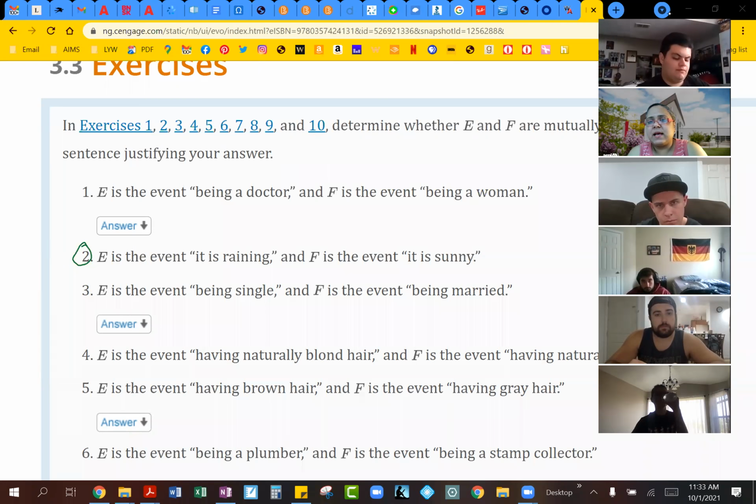Because to me, it sounds like what Logan is saying is that if it is sunny, then it cannot rain, which means the events would have to be mutually exclusive with that reasoning, right? Because our idea is, can they happen at the same time? And if they can happen at the same time, they are not mutually exclusive. So think about it once more. Can it be sunny and still rain?